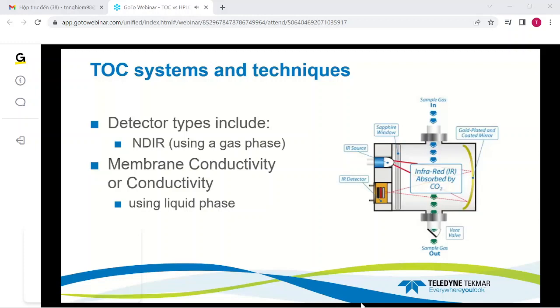There's another form out there, a membrane conductivity or conductivity detector, and this uses a liquid phase as it passes through a membrane. We won't go into much detail on that, but note that Teledyne Tekmar uses the detector called the NDIR.